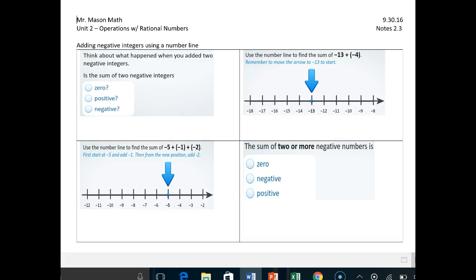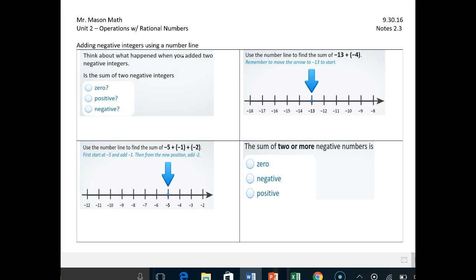So today we're going to go ahead and continue with our operations with rational numbers, notes 2.3. So today is a Buzzmath day. We're making sure that we're worried about our accuracy today. So first level you're going to worry about is adding negative integers using the number line. This should be pretty familiar already.